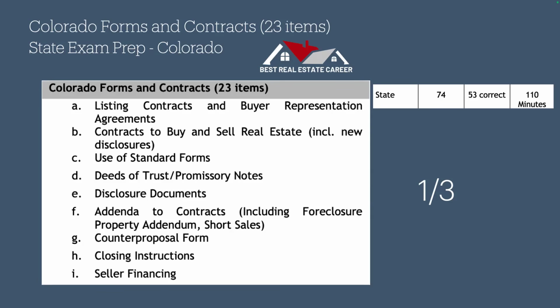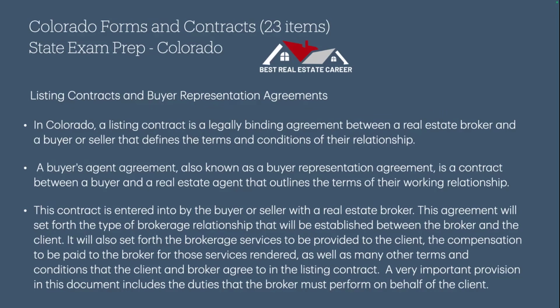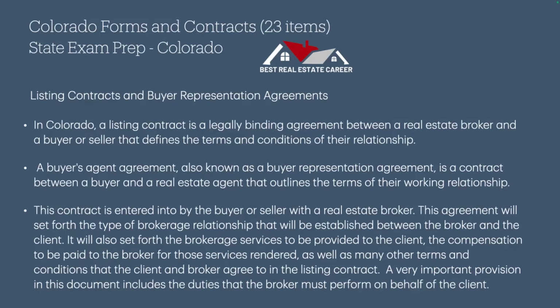So here's what we're going to do. We're going to start on this thing. We're going to jump into it. And here we are. So Colorado forms and contracts, 23 questions, state prep, and the first topic, listing contracts and buyer representation agreements. So in Colorado, a listing contract is a legally binding agreement between a real estate broker and a buyer or a seller that defines the terms and conditions of their relationship.